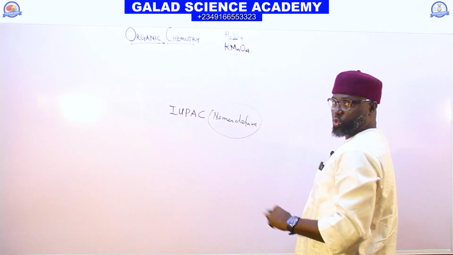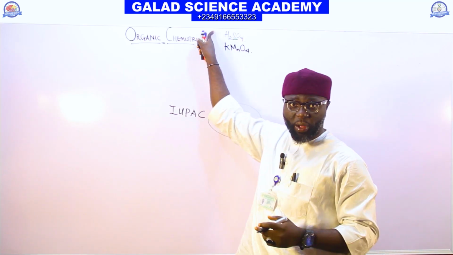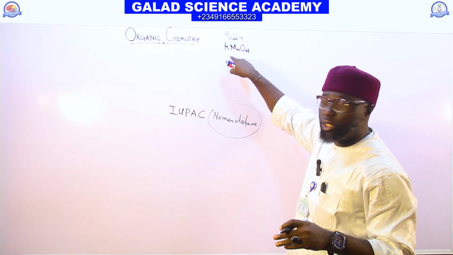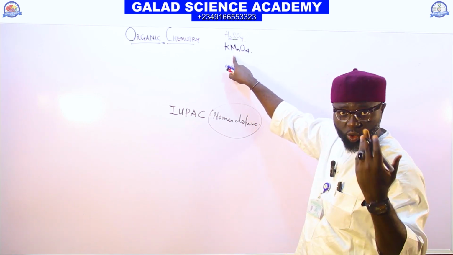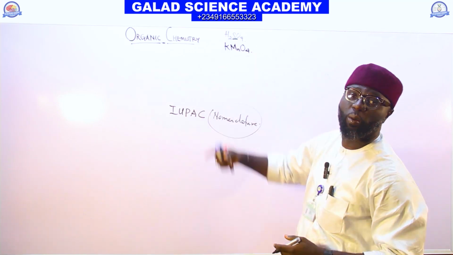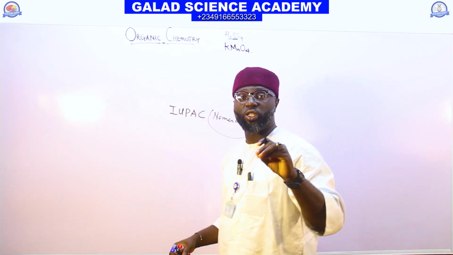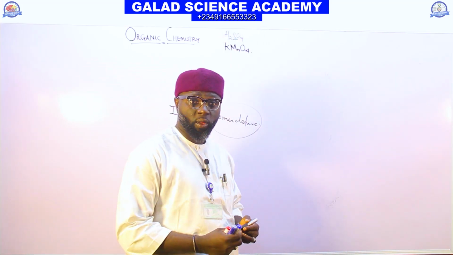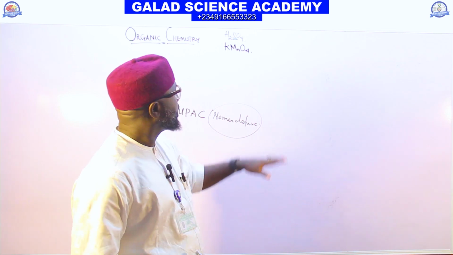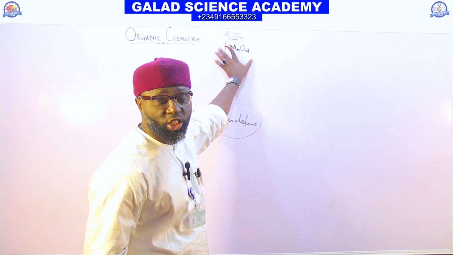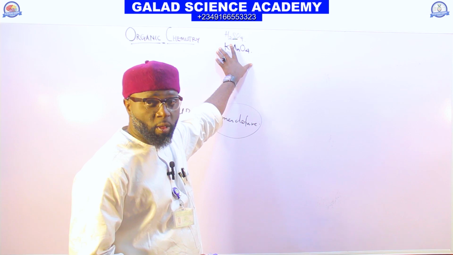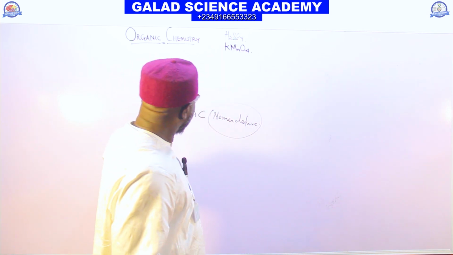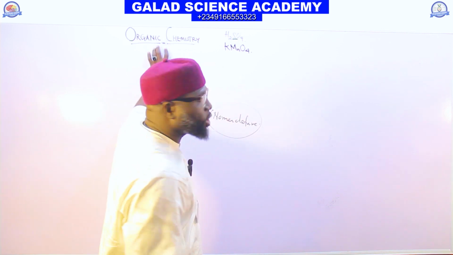Or assume you have KMnO4. To name this compound, these are inorganic compounds, you calculate the oxidation number of the central atom, which is manganese here, to know the name of the compound. If you have a problem with the nomenclature of inorganic compounds, you can go back to my channel. You will see it under oxidation and reduction. But in this class, our interest is the IUPAC nomenclature of organic compounds.